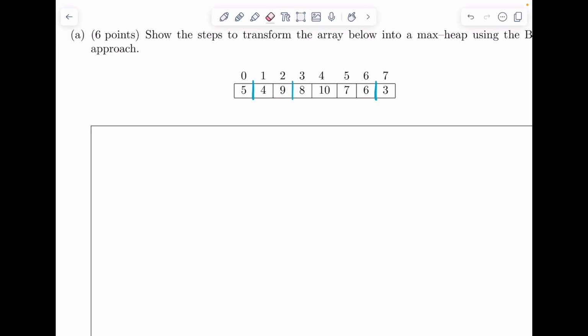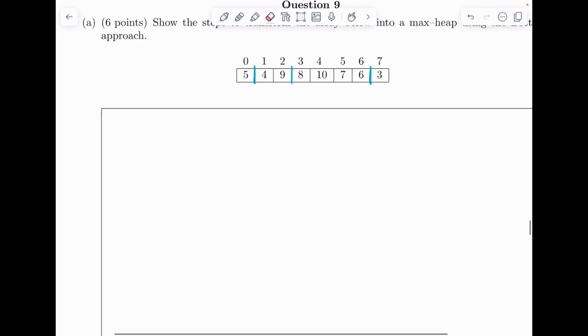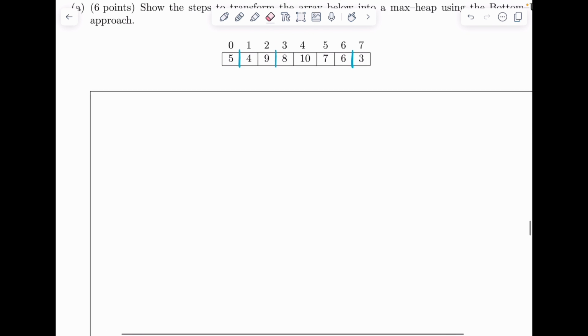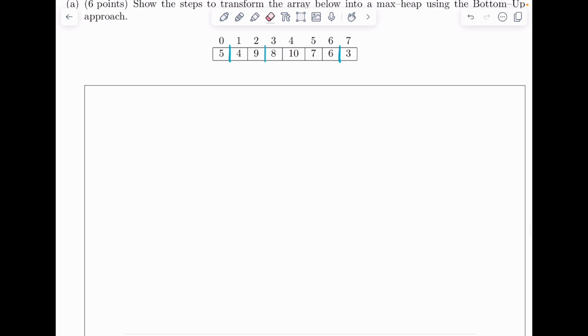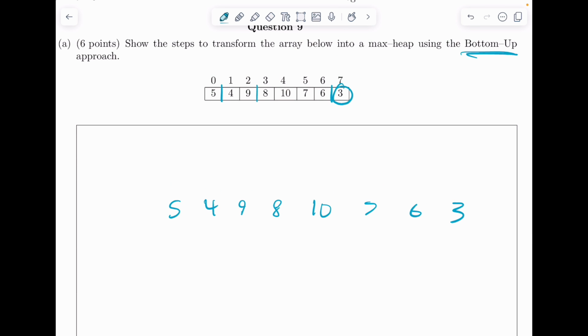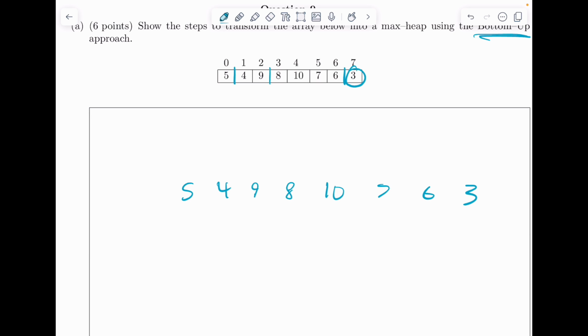And now I can go ahead and get started. So I'm going to rewrite all of this down below, and we'll just keep erasing and swapping values on it. So we've got 5, 4, 9, 8, 10, 7, 6, 3. And we are going to start at the end. We start at the bottom, since this is bottom up. The bottom there is 3. Now, it doesn't have any children, so we don't have to check anything for it.